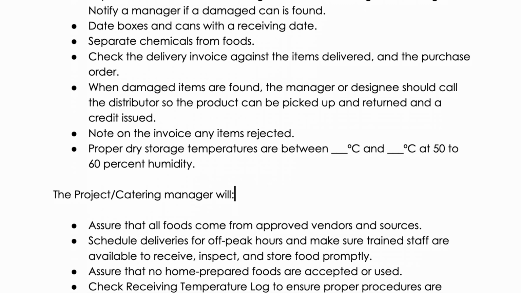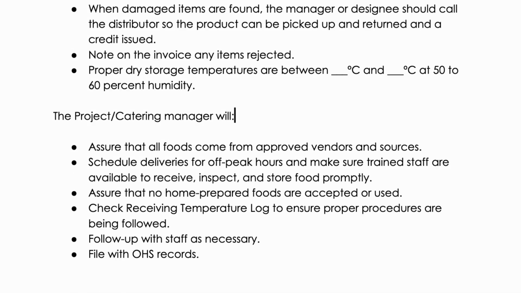Separate chemicals from foods. Check the delivery invoice against the items delivered and the purchase order. When damaged items are found, the manager or designated employee should call the distributor so the product can be picked up and returned and a credit issued. Note on the invoice any items rejected. Proper dry storage temperatures are between acceptable temperatures at 50 to 60% humidity.